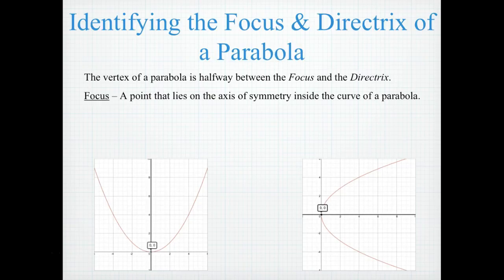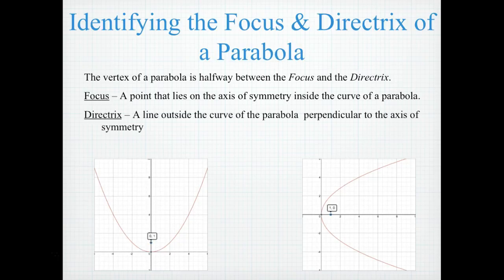The focus is a point that lies on the axis of symmetry, just tucked inside the curve of a parabola. Very similar to the foci of an ellipse and of a hyperbola, it's always tucked just inside the curve. The directrix is a line that's outside the curve of the parabola that's perpendicular to the axis of symmetry.